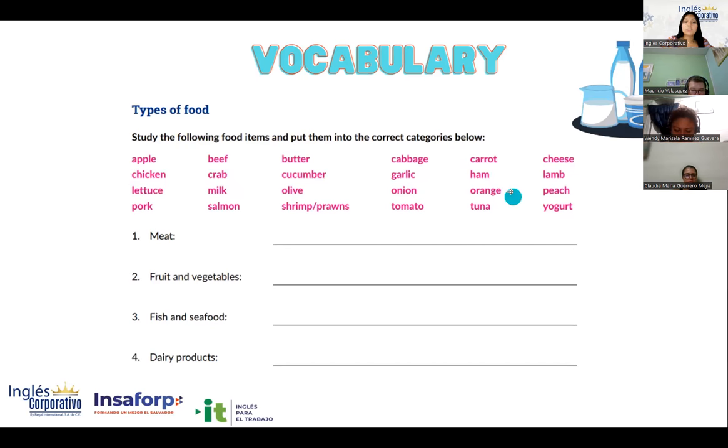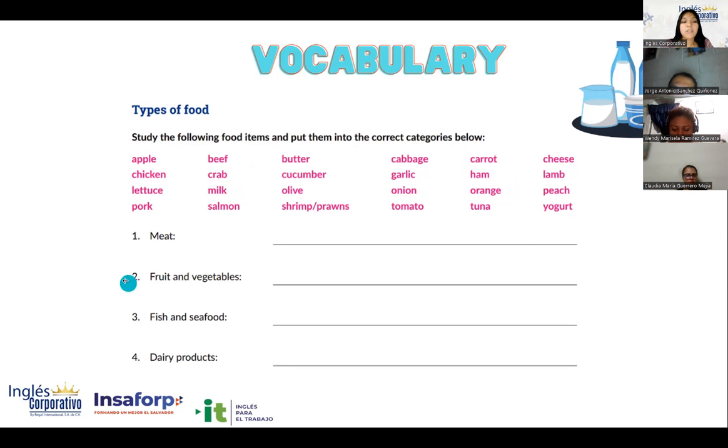Chicken. Okay, perfect. What else? Pork. Beef. Okay, pork, okay, what else? Beef. Yes, that is correct. Lamb. What else? That's it.